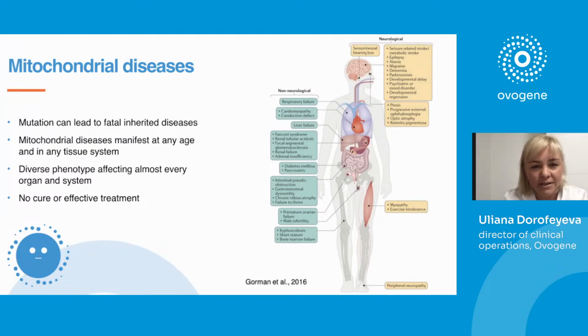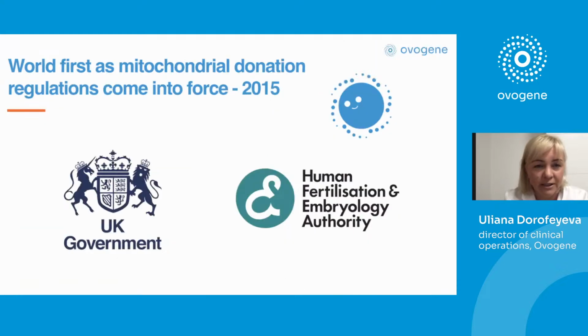Mitochondrial diseases are mutations which can lead to fatal inherited diseases. They can manifest at any age and in any tissue and system. Diverse phenotypes affect almost every organ and system, and so far there is no cure or effective treatment except treatment at the IVF stages.